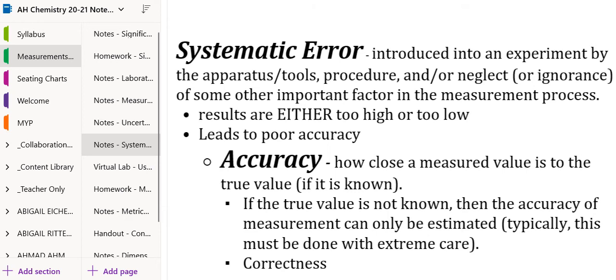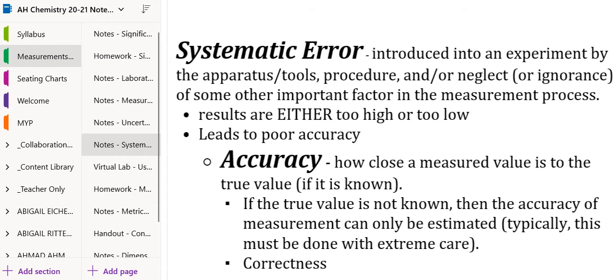So systematic error is error that causes your data to either be too high or too low. So when we talked about uncertainty, or random error, we said it can cause our results to be both too high and too low. And so the way that we reduce random error was to do multiple trials and average.